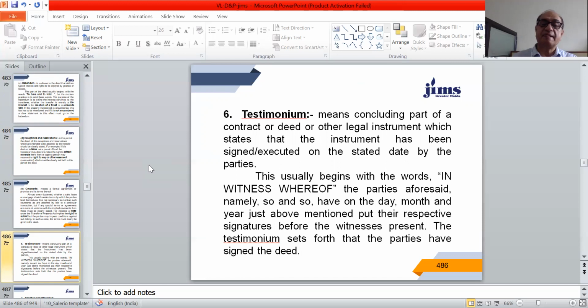witnesses present. The testimonium set forth that parties have signed the deed. This is a proof that seller and purchaser both have signed the deed in the presence of witnesses, and two witnesses have signed this deed in presence of each other. This is the requirement of Transfer of Property Act, that parties will sign the deed in the presence of witnesses and witnesses will sign in the presence of each other.